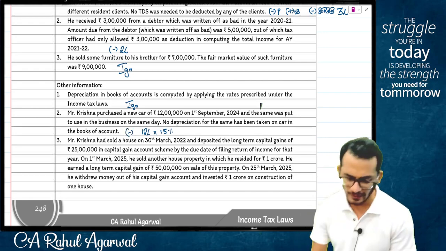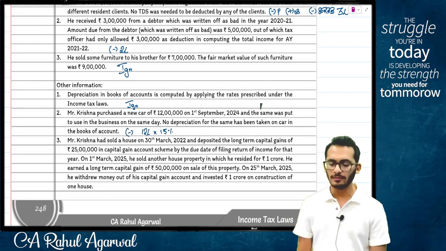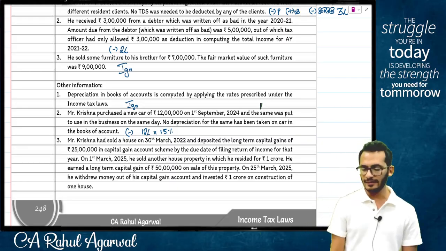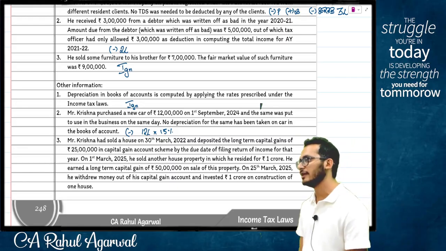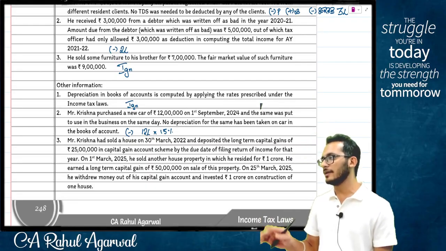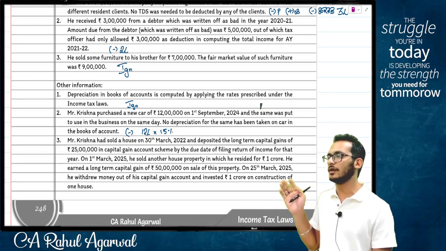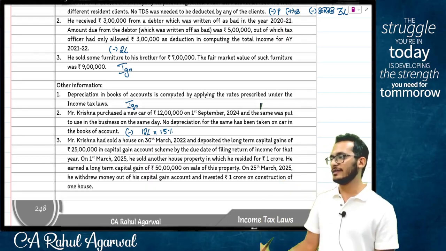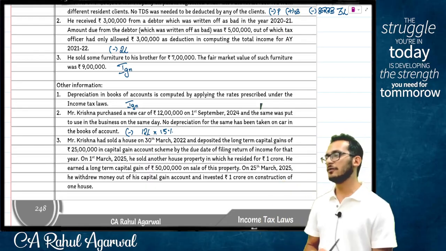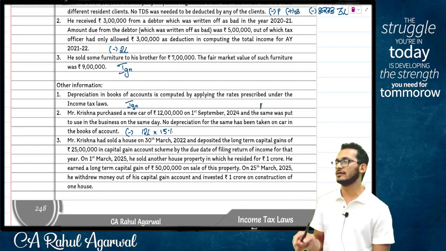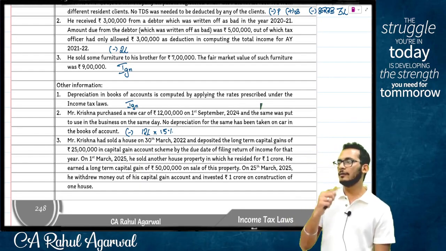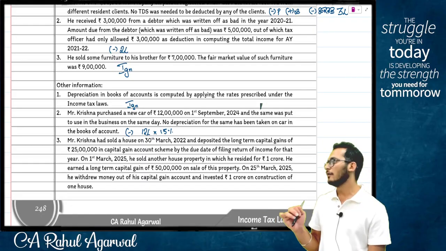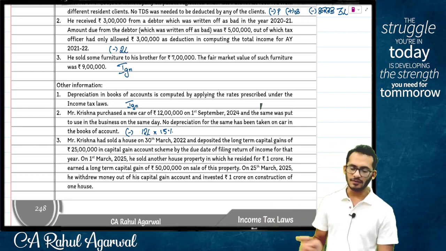You can claim that as a deduction. Next, it says Krishna has sold a house on 30th March 22 and deposited the long-term capital gains of 25 lakhs in CGAS before the due date of return filing for that year. So that year, people, had a long-term capital gain on which I claimed a full exemption because I put it in CGAS. I'm going to buy a house. Section 54. Rules of Section 54 say if you have put money in CGAS, you have to use the money within 1 year before or 2 years after the date of transfer if you are purchasing, or 3 years from the date of transfer for construction. The person has done that.